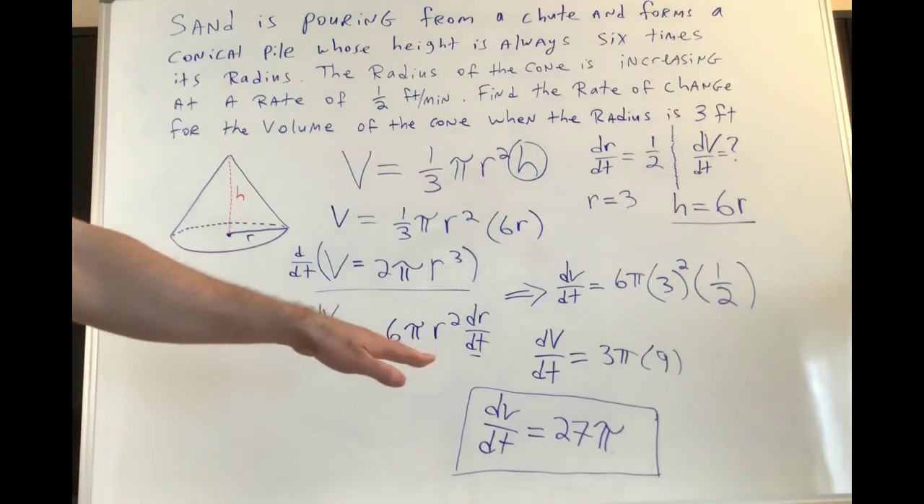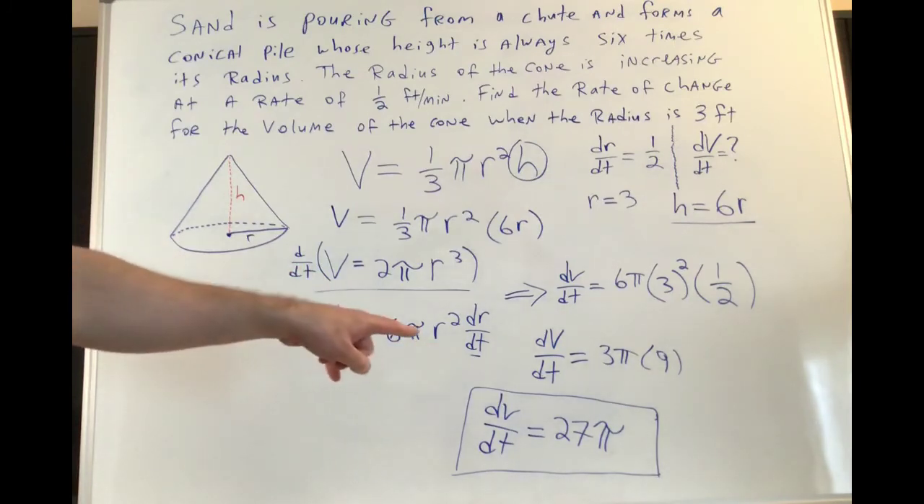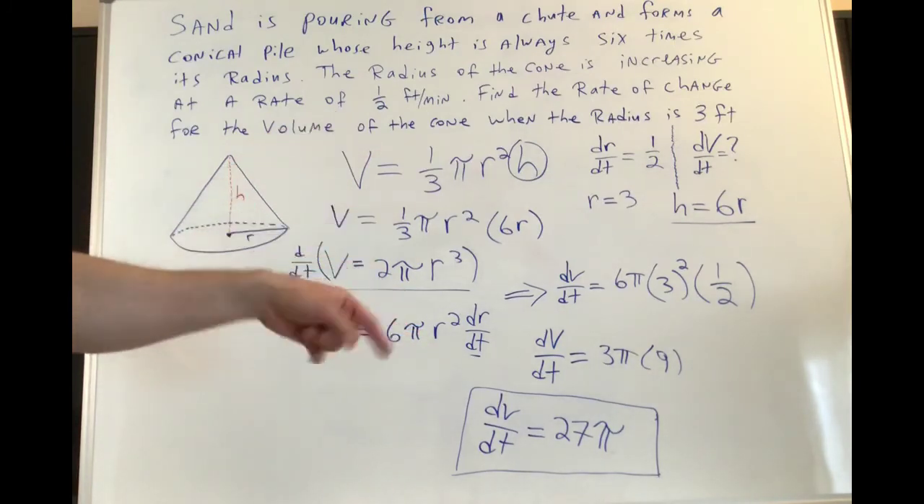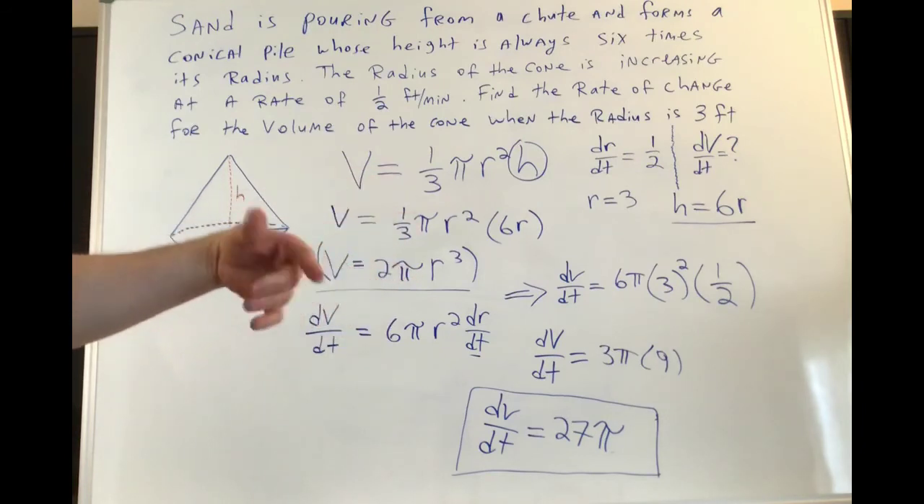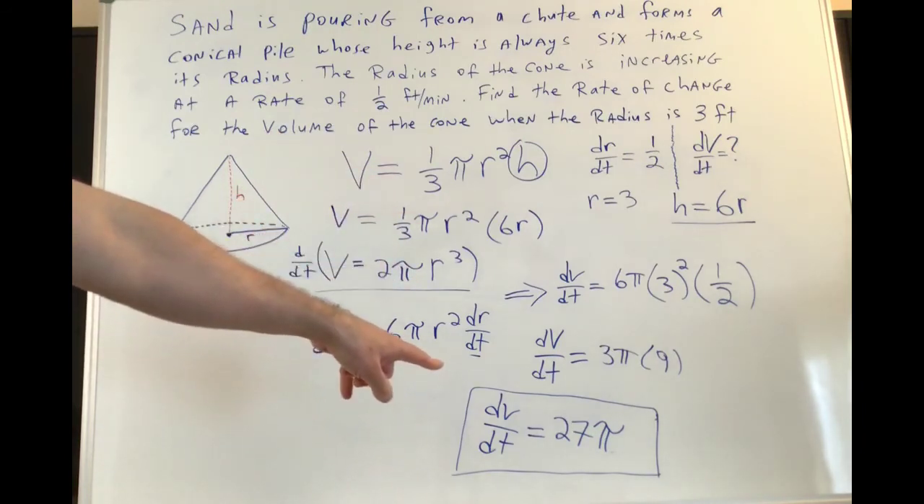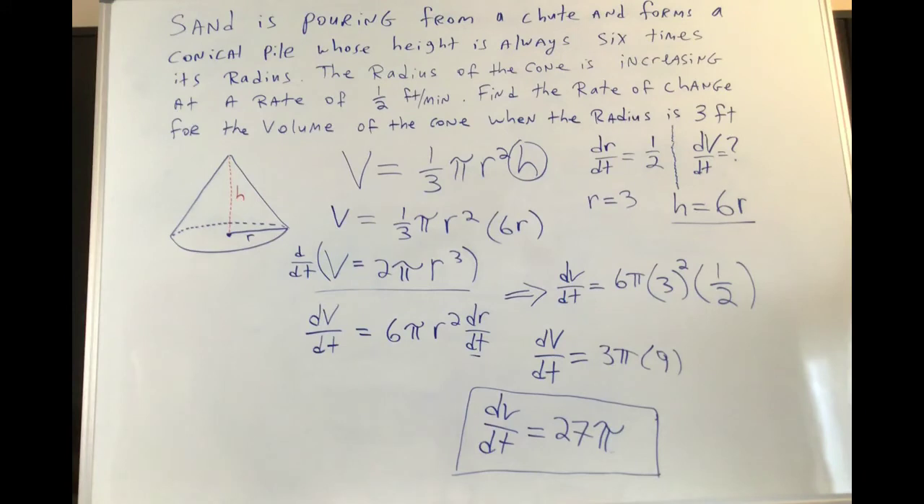Same thing. Now remember, this is volume, so this would be cubic feet per minute. Forget about it. You get 27 pi, then I'm riding high. So are you. All right, I'd be very happy.